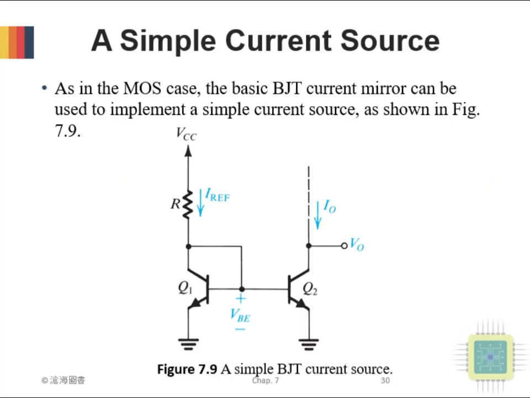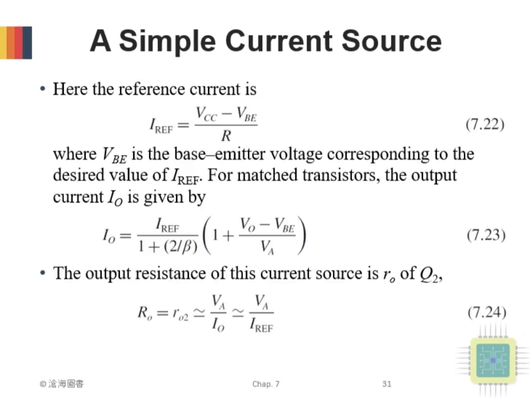As in the MOS case, the basic BJT current mirror can be used to implement a simple current source, as shown in Figure 7.9. Here the reference current is as equation 7.22, where VB is the base emitter voltage corresponding to the desired value of IREF. For matched transistors, the output current IO is given by equation 7.23. The output resistance of this current source is RO of Q2, like equation 7.24.